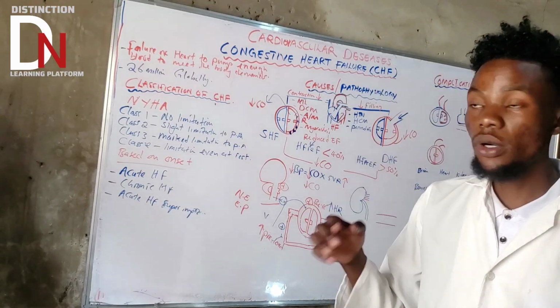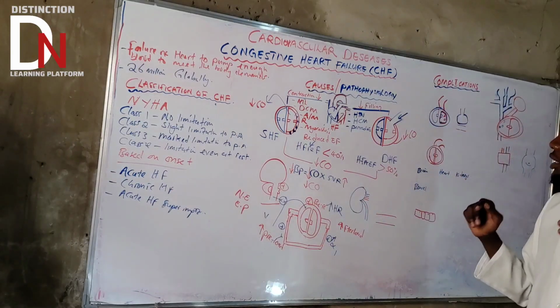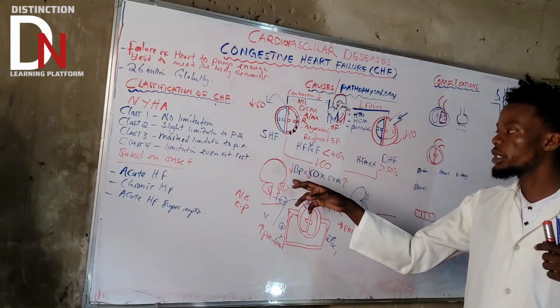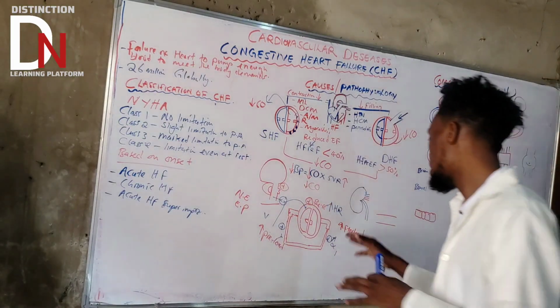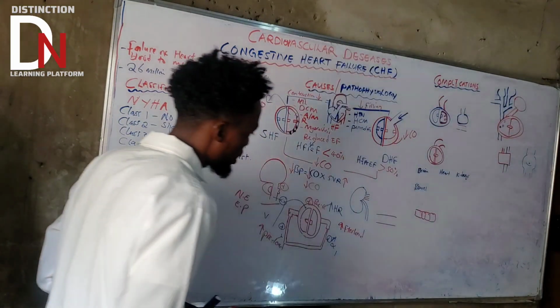If you increase the cardiac output, you're going to increase the blood pressure. So the major compensatory mechanism is to make sure that you increase the blood pressure, because normally the blood pressure is low. So that's the first thing. So the reason why these two things happen is like that.